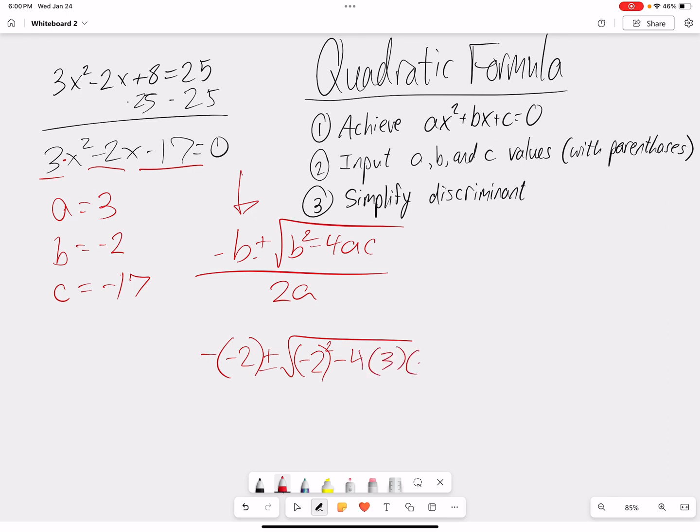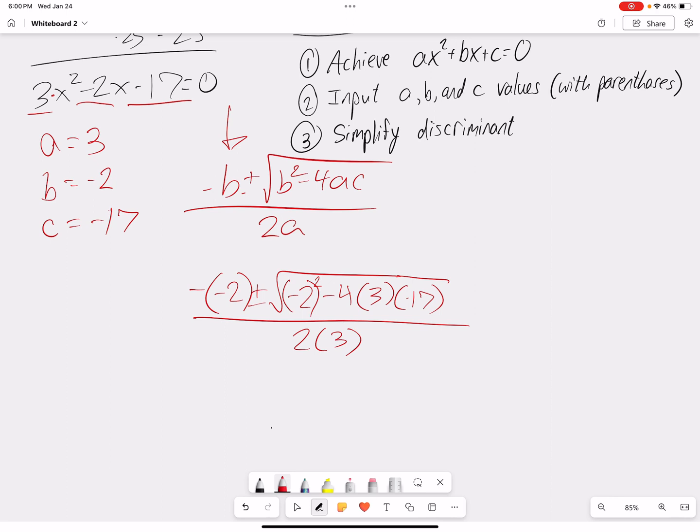4 times A times C all over 2A. You type that entire thing into your calculator and you would click enter, and I believe you get something disgusting. So then you'd be like, oh crap, I don't want something disgusting because something disgusting is a crazy decimal. In fact, let me type it in now. If you don't want to wait for me to type it in, skip like 10 seconds ahead in this video. But I'm going to type it in because you guys deserve that.